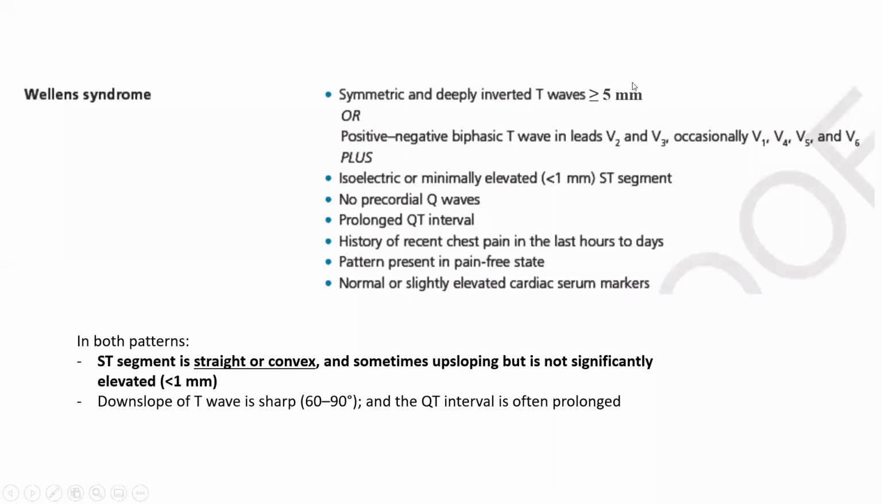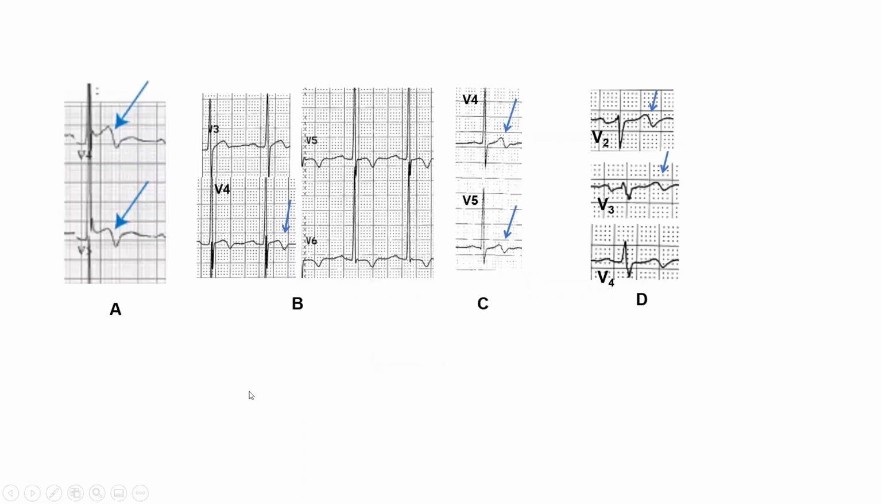This is a summary of all those Wellens features: symmetric and deeply inverted T wave or positive negative biphasic T wave, predominantly in V2, V3, no ST elevation, no Q wave. You frequently have a prolonged QT interval, as in any post-ischemic EKG. Post-STEMI, your QT interval will prolong as well, and it happens similarly in Wellens syndrome. Chest pain free during the recording. Those are some cases that people called Wellens that are not Wellens, and I do want you to know those so you don't make misdiagnosis and rush a patient to the cath lab unnecessarily.